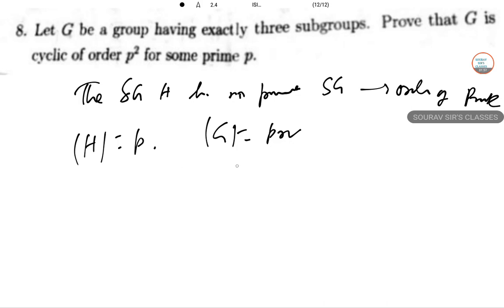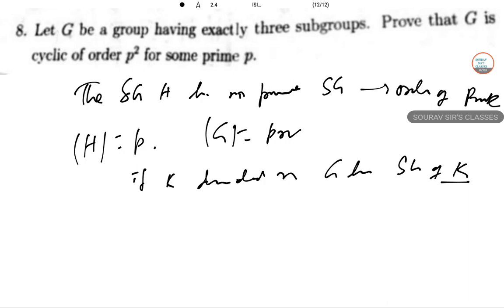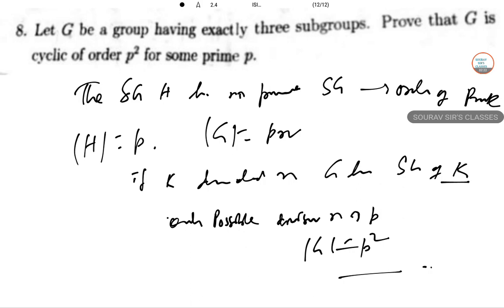By the fundamental theorem of cyclic groups, if k divides n, then G has a subgroup of order k. So it follows this is only possible if the divisor n is p. So the order of G equals p square. That's it, proved.